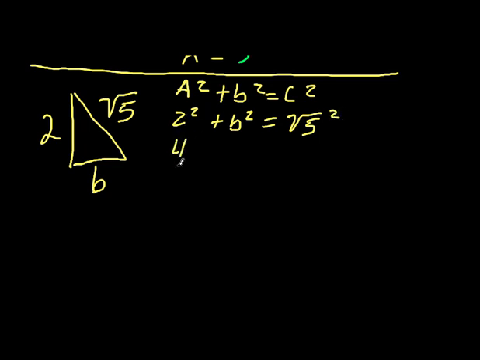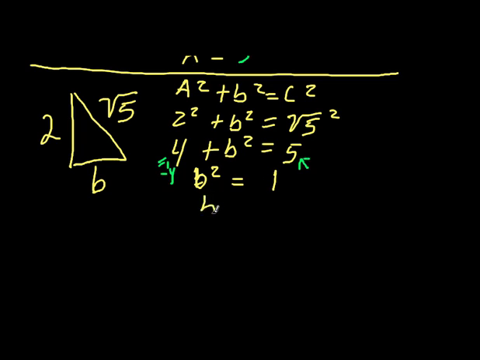2 squared is 4 plus B squared is equal to, well, now we've come to the fact that we have to square a radical, and since squaring a radical is the inverse function, they cancel each other out. So we're just left with 5. So we have B squared equal to 1. What I did here was I subtracted 4 from this side, and I subtracted 4 from the other side.